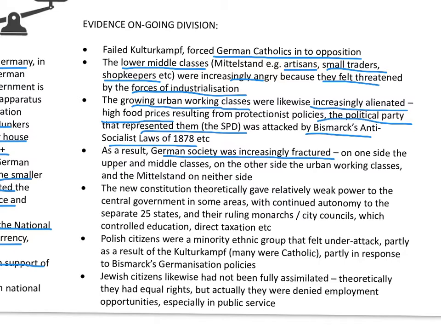So on one side, you've got the upper and the middle classes, the Alliance of Steel and Rye. On the other side, you've got the urban working classes. And then you've also got the Mittelstand, who are on neither side, sort of fighting for themselves in the middle.